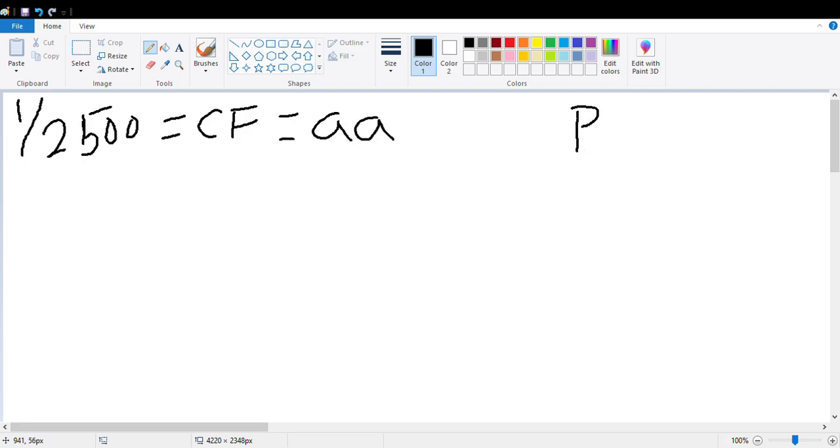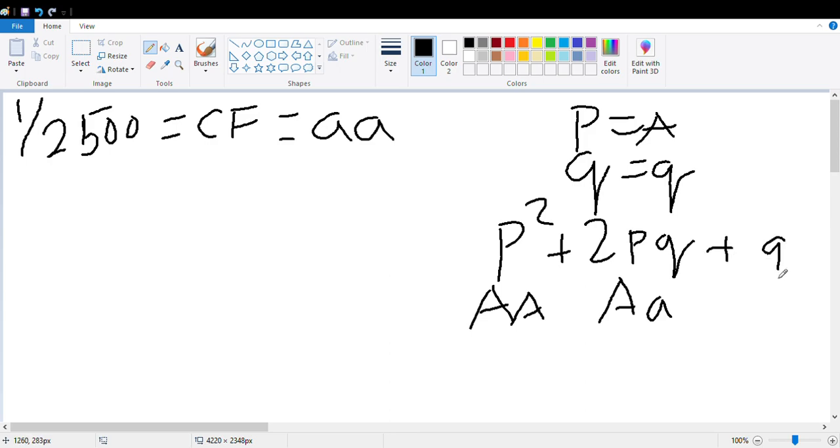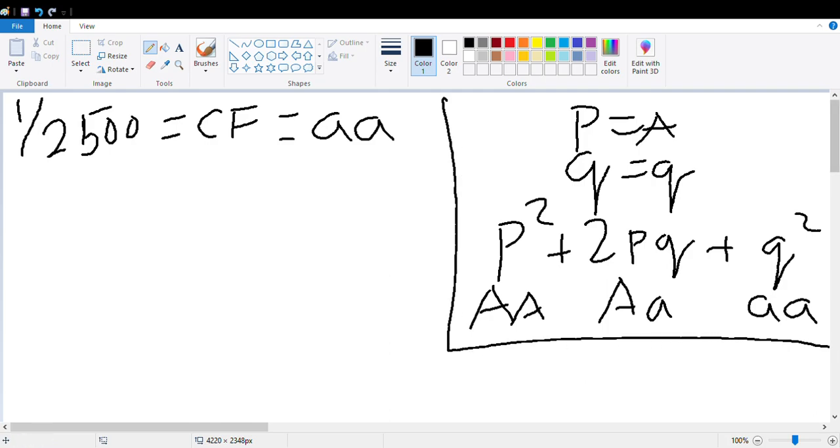So you know that P is the frequency of the dominant allele, and Q is the frequency of the recessive allele. Therefore, P squared is big A, 2PQ is the frequency of big A, small a, and Q squared is the frequency of small a. You know that 1 out of 2,500 people have cystic fibrosis, and they're all small a. And small a is Q, so small a is Q squared, as we just said.